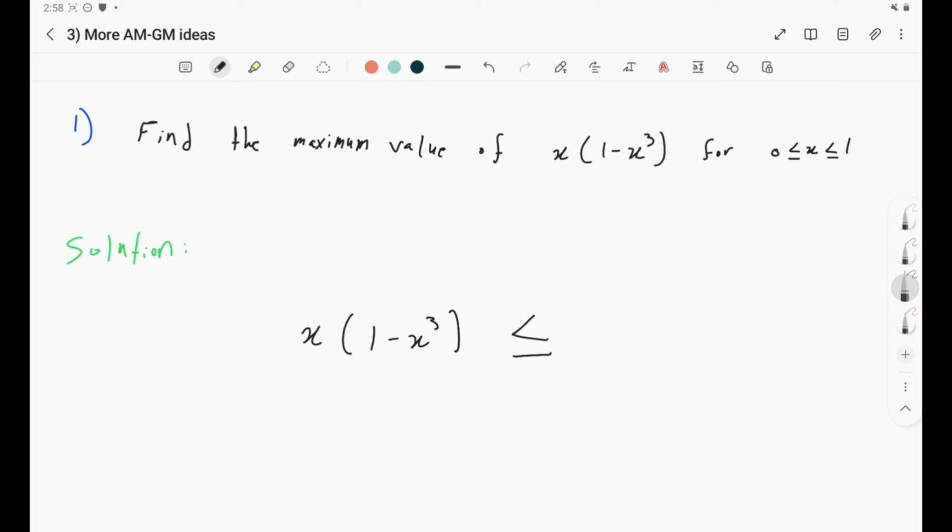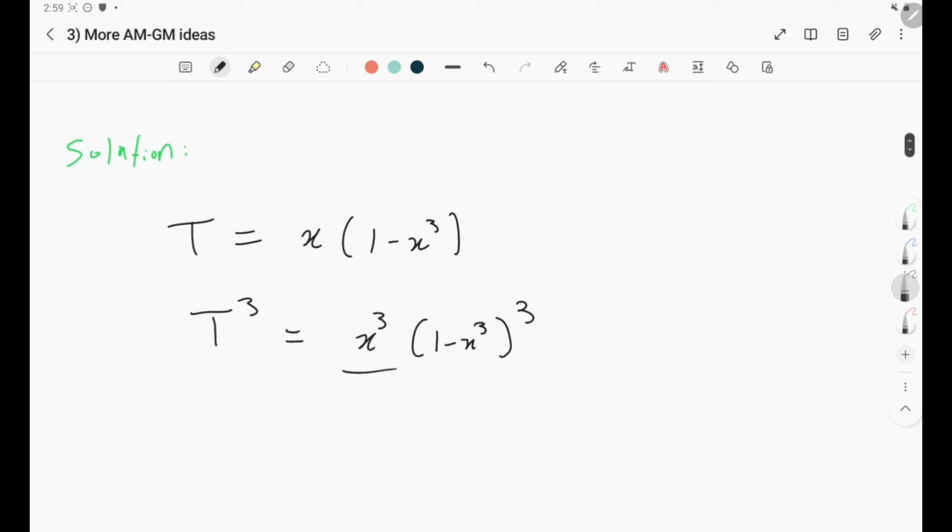If you want to have a cube, then just cube the whole inequality. So if we cube the whole expression, of course you need to keep in mind that when we get a new value, we then need to take the cube root. So if we call this t, then what is t cubed? It's x cubed times (1 minus x cubed) cubed. Okay, that's cool. We have the x cubed here.